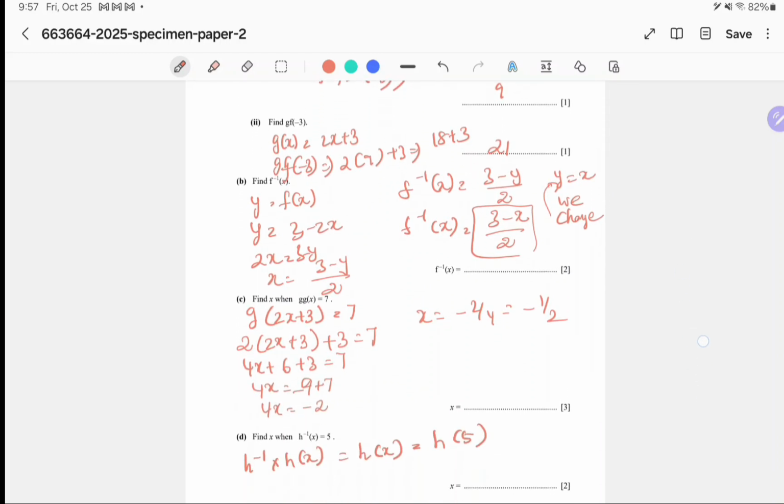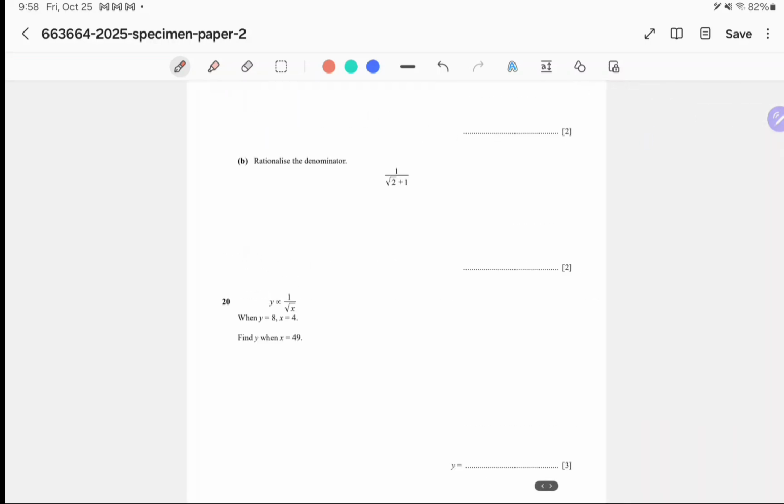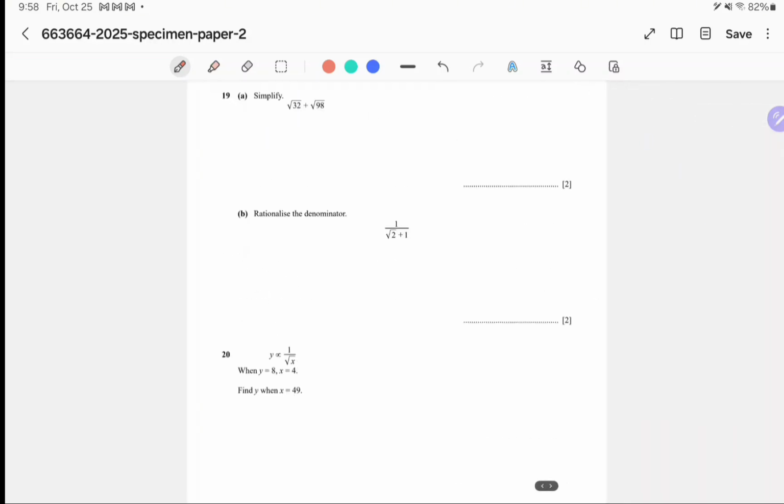h of x is 2 power x, so 2 power x is h of 5. Then both will get cancelled, therefore 2 power 5, I am doing for the power of x, therefore it is 32. Okay, it's 32. Next question, 19th question, root 32 plus root 98.